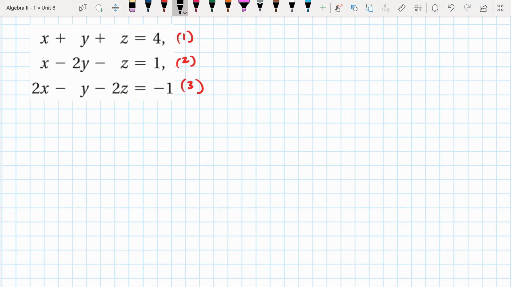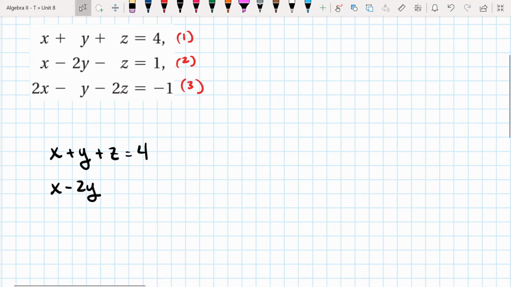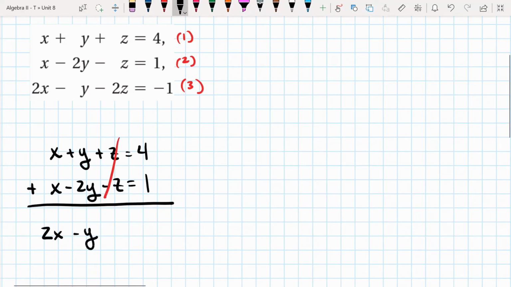Let's start there. And to do that, I'm going to take the first equation. Let's rewrite it. And let's rewrite the second equation. Okay, notice for this one, all I need to do here is add these together. Because if I add these together, I end up with 2x minus y, and the z's will go away. So this is equal to 5. The z's are already gone.